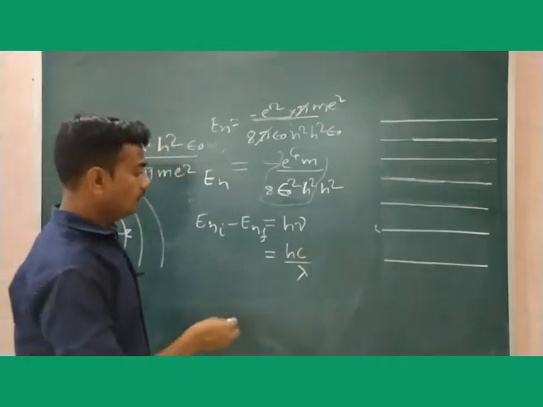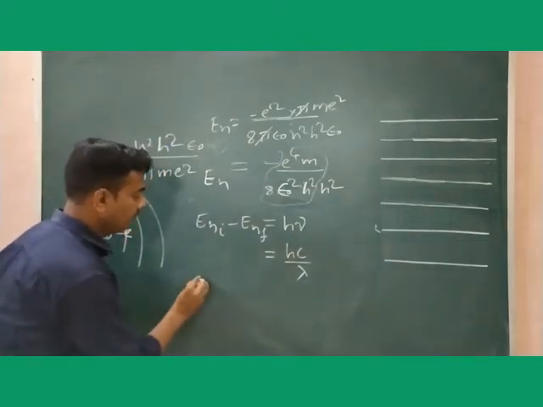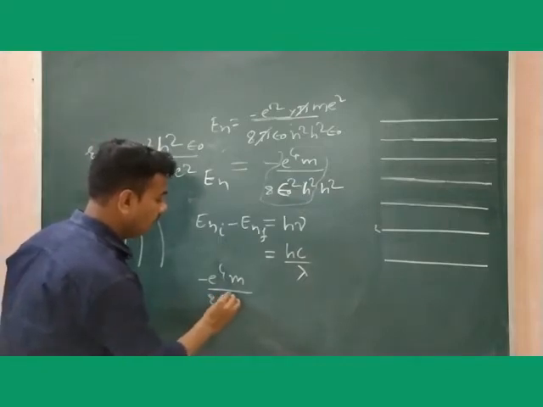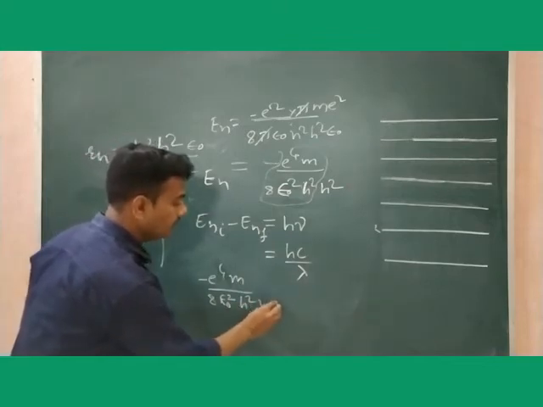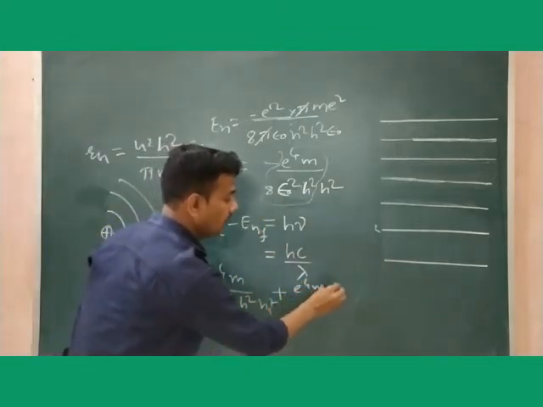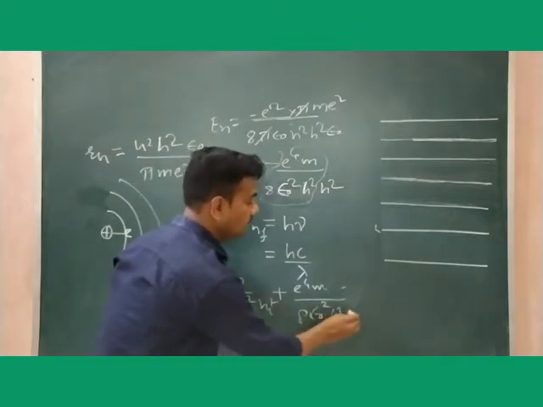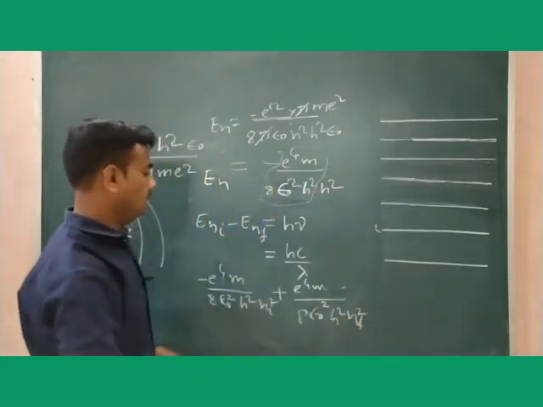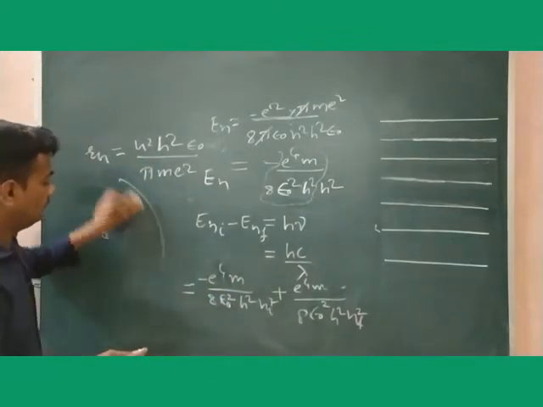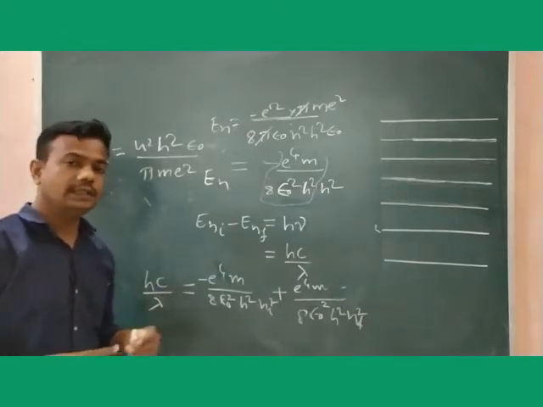Now if you write the energy of the ni level, it is equal to minus e raised to 4 into m divided by 8 epsilon 0 square h square ni square, and minus of minus gives plus e raised to 4 m divided by 8 epsilon 0 square h square nf square. So the energy difference is equal to hc by lambda, where lambda is the wavelength emitted due to this transition.